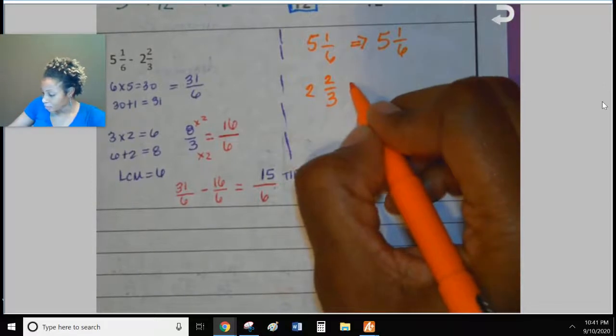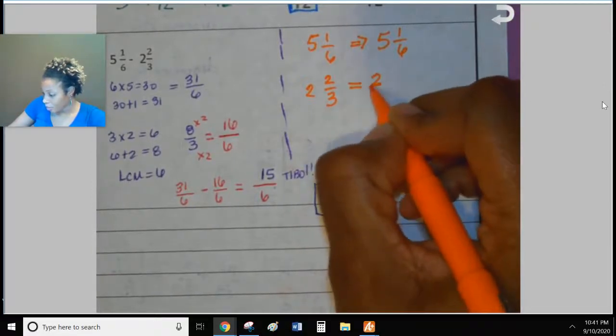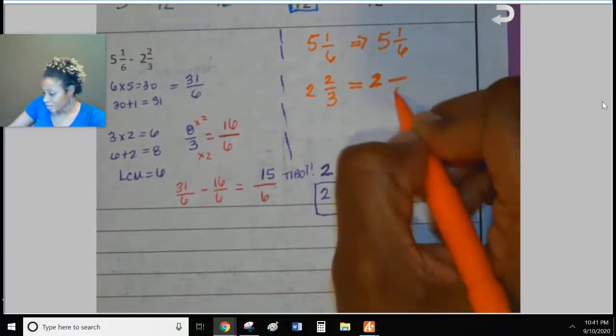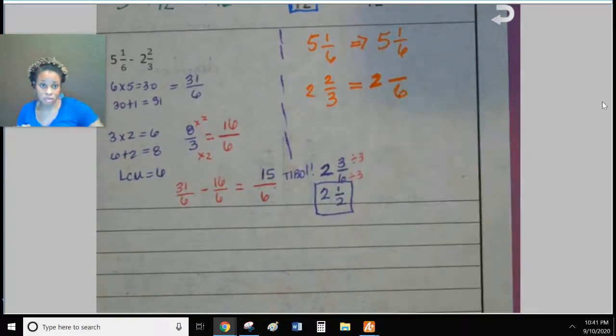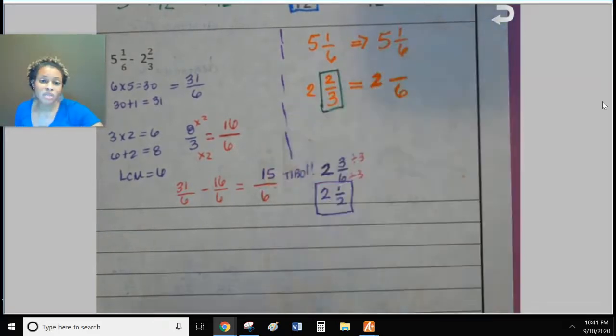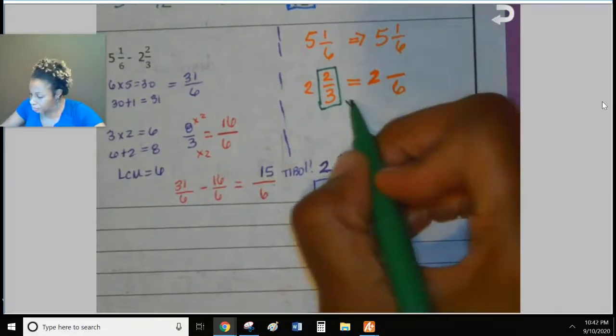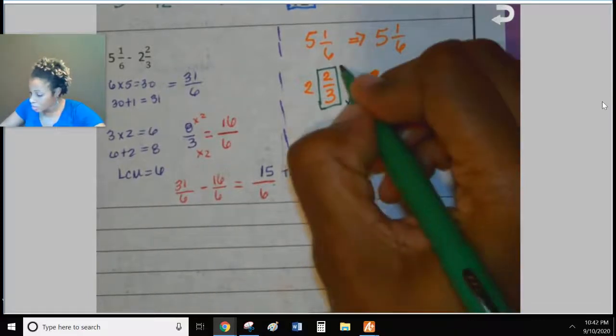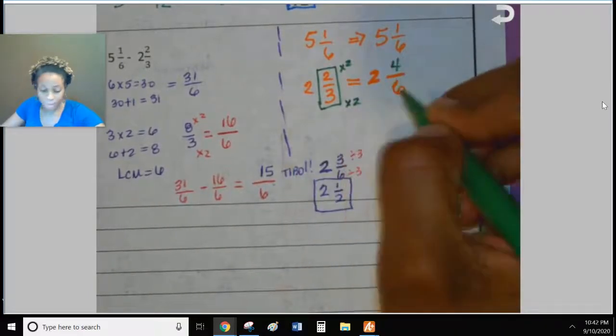And here, my 2 would come over, but I need a new denominator of 6. Okay, so just like the one above, when I told you we only are concerned about the fractional piece, I'm only concerned about the fractional piece. So the 2 is going to stay there. The 5 is going to stay there. Now that I know the LCM is 6, I only have to rewrite one of them. What times 3 gives 6? We know 2. 2 times 2 will give me 4.